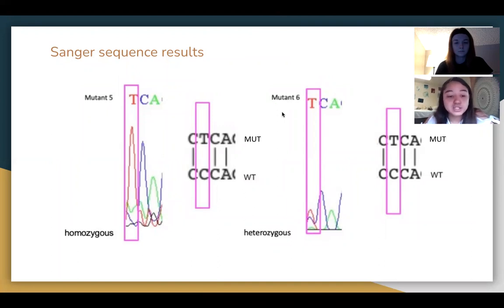Both showed the location of the mutant as was originally found in our working map, that this mutation changes a C to a T. Mutant 5 is homozygous, as shown by the high peak in T. And mutant 6 is heterozygous, as shown by the fairly even peaks between the T, C, and A nucleotides.